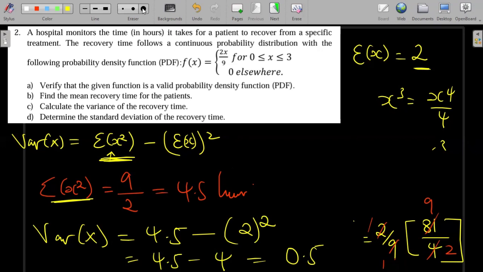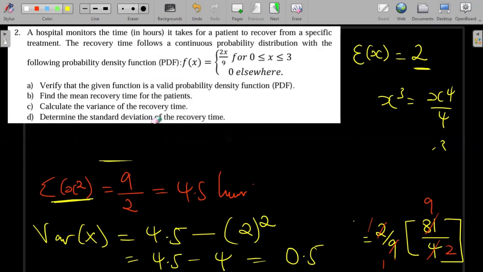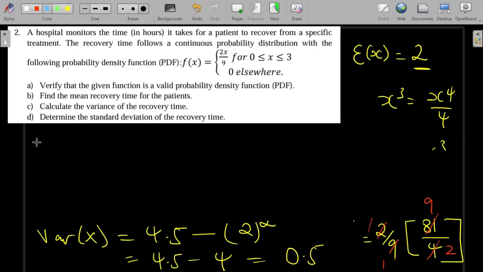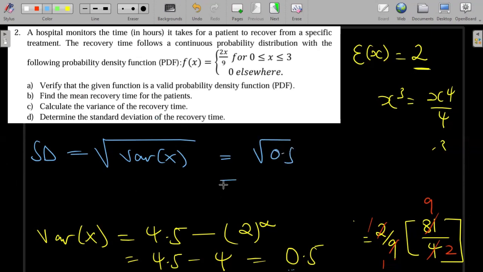Okay, and then we can go to the next one, which is saying determine the standard deviation. So how do you determine your standard deviation? As long as you found the variance, then the standard deviation is not hard, because the standard deviation is always the square root of the variance. So the square root of the variance of x will just be the square root of 0.5. So what is the square root of 0.5? You just punch it on your calculator. So you should get approximately 0.707. So this here will be our SD, or our standard deviation.